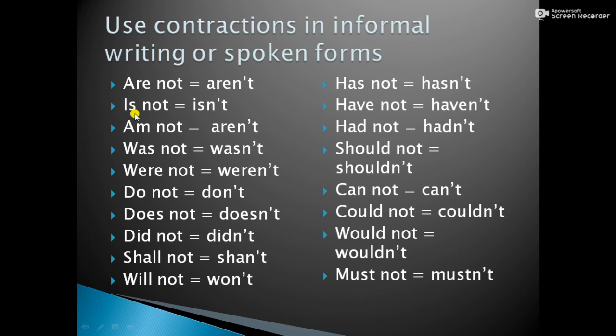But here are some useful contractions. Please listen to their pronunciations as well. Are not, aren't. Is not, isn't. Am not, aren't. It is not amn't. Please understand this. The contraction of am not is aren't. Was not, wasn't. Were not, weren't. Do not, don't. Does not, doesn't. Please see that the apostrophe has been placed after n.